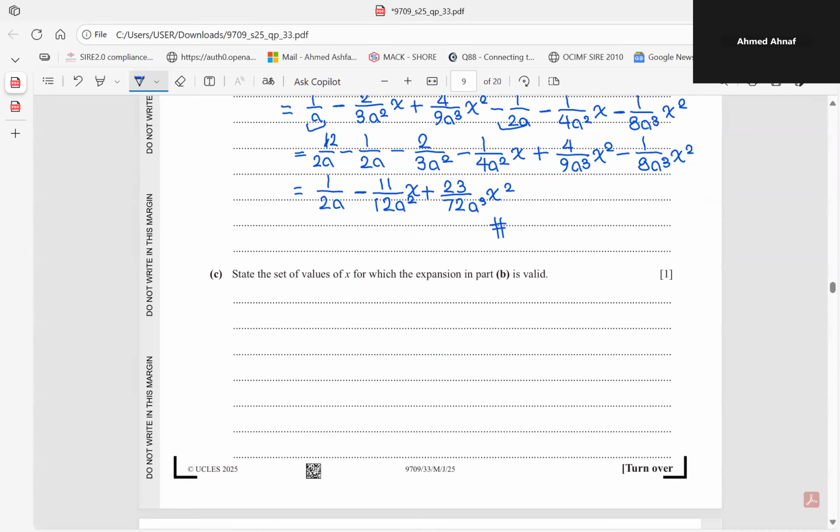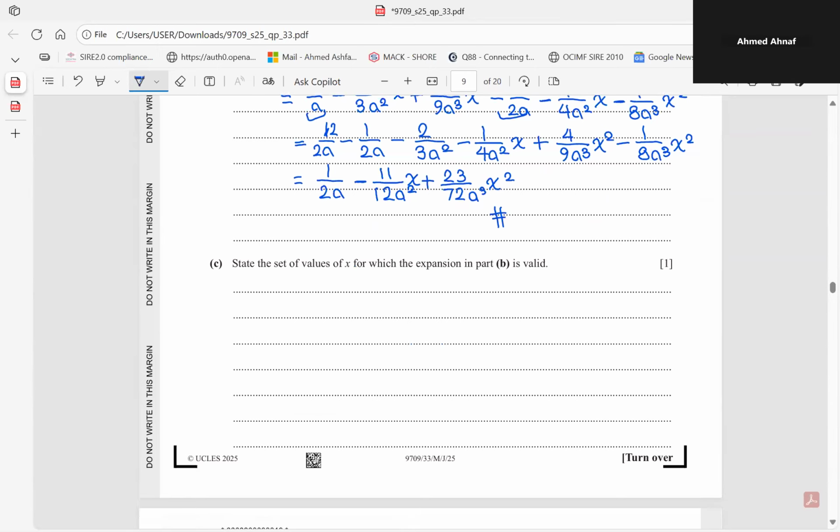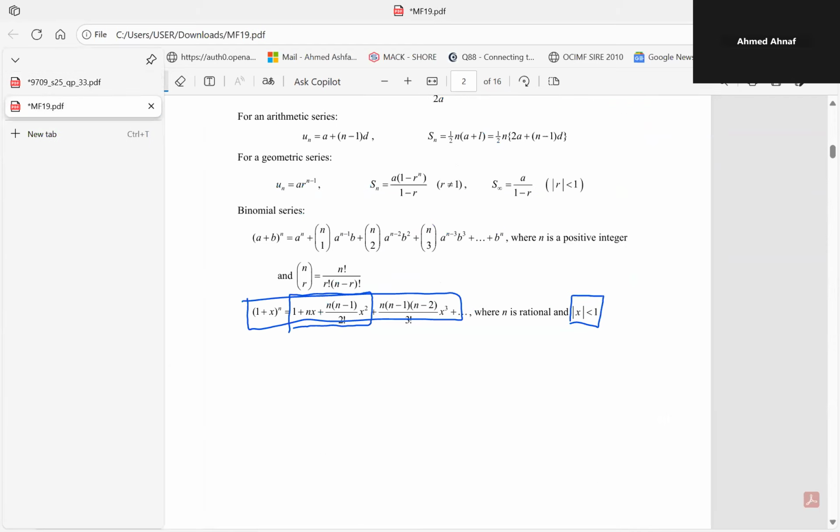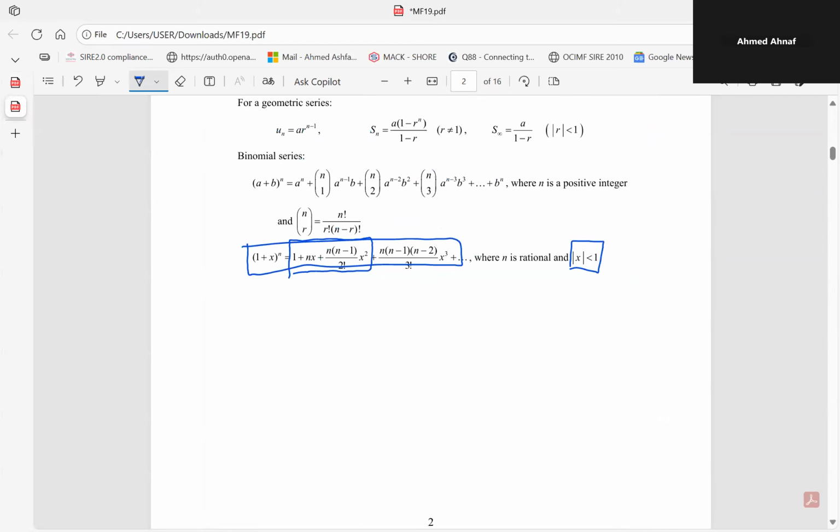Okay, so for this final part, we're supposed to state the set of values of x for which the expansion in part B is valid. All right, so let's go back to our MF19. So let's take a closer look at this part. So here they say that modulus x must be less than 1. So the x in here has to be between 1 and -1.